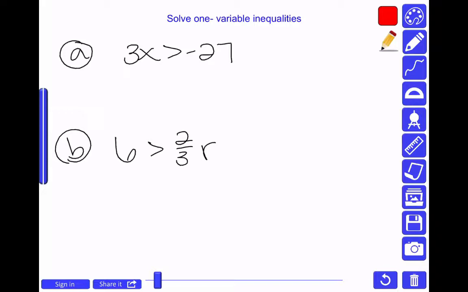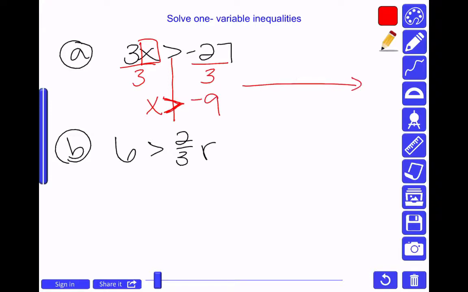So I'm actually going to solve this the same way I solve an equation. I'm going to treat this greater than symbol as my boundary line, where my equal sign was. So I still want to get x by itself on this side. To get x by itself, I need to divide by 3. That leaves me with x. Please make sure you put the right symbol here. x is greater than negative 27 divided by 3, which is negative 9.